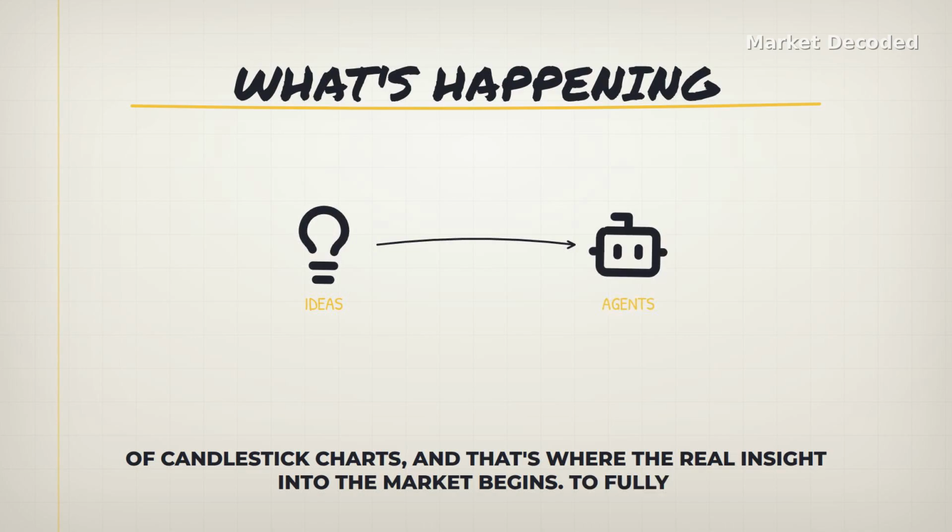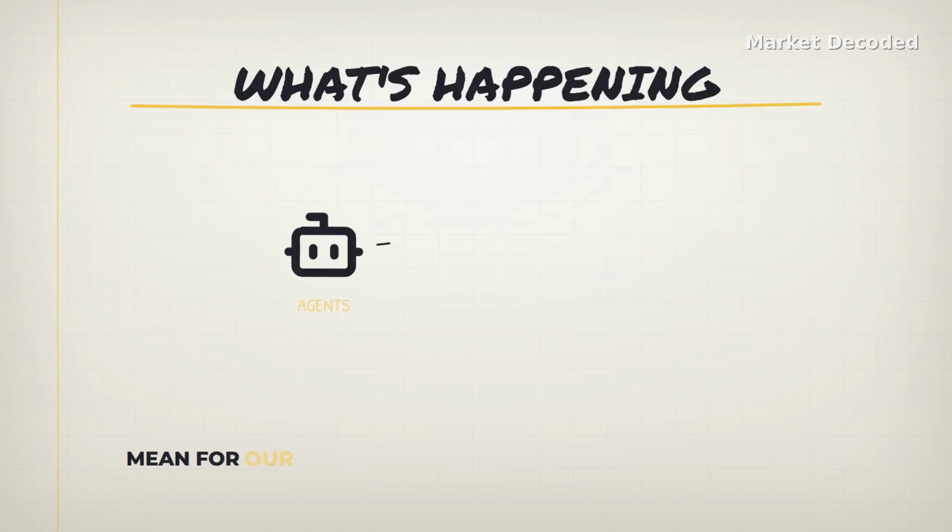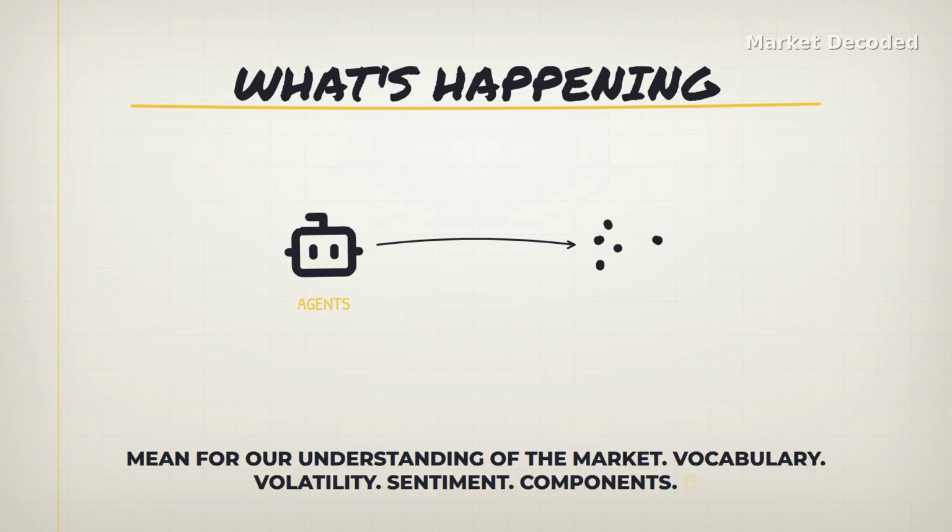To fully grasp this, let's dive deeper into how these components interact and what they mean for our understanding of the market. Vocabulary: volatility, sentiment, components, behavior.